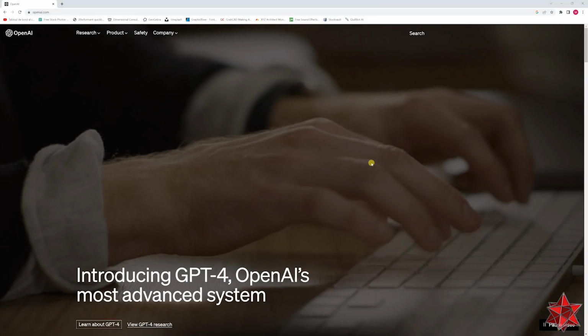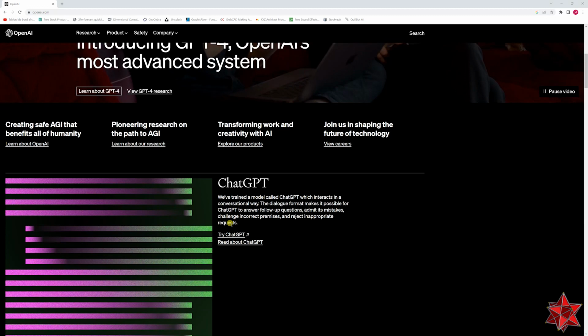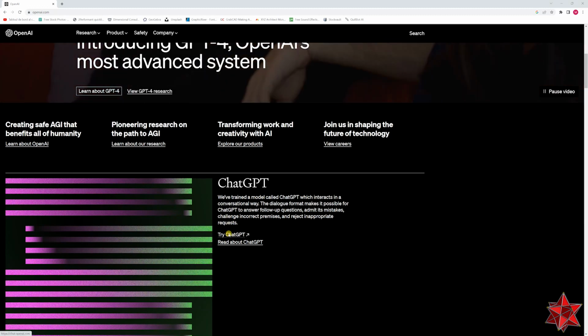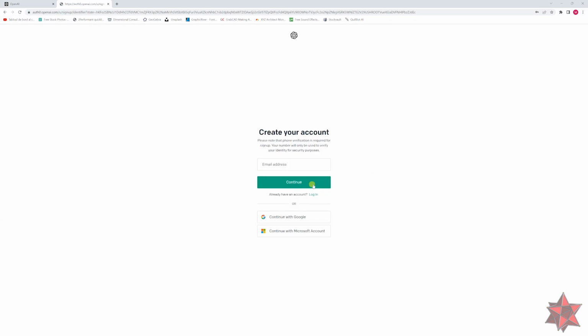I'm guessing everyone knows what ChatGPT is by now. If not, go to openai.com and search for ChatGPT right here. Then go try ChatGPT and sign up for access. You will choose an email address and then a password, and it will ask you for a phone number so it can give you an access code, and then you will be granted access to, from my point of view, the greatest thing that happened on the internet in a long time.